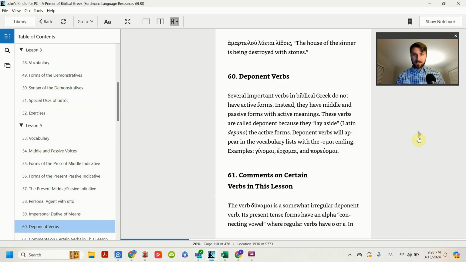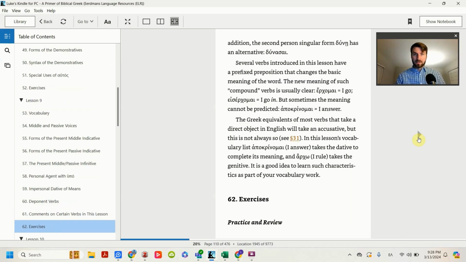And that brings us to the end here. There are some irregular ones, and it gives some other information that's not as important.